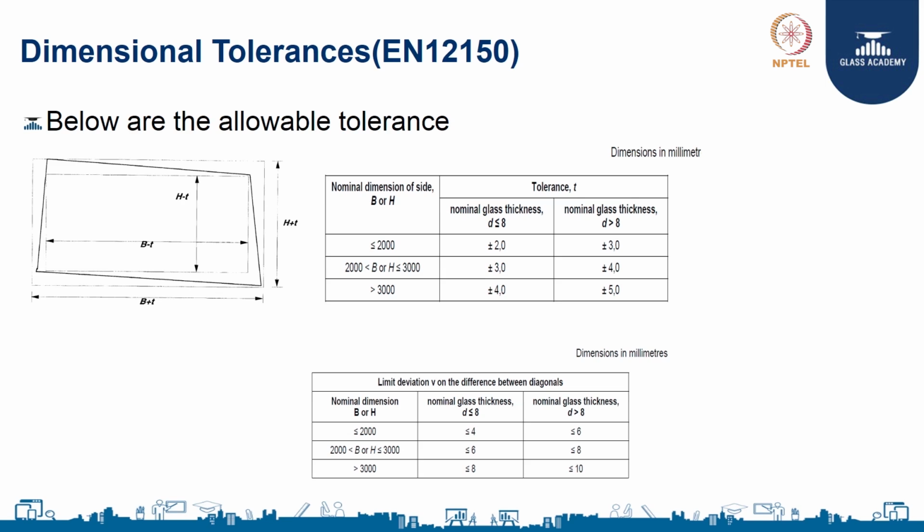acceptable. Similarly, for greater than 3 meter length or width, for a glass of 8 millimeter or less, a dimensional tolerance of plus or minus 4 millimeter is acceptable. For a glass of more than 8 millimeter thickness, a dimensional tolerance of plus or minus 5 millimeter is acceptable. Similarly, you can see the table showing the deviation for diagonals also.